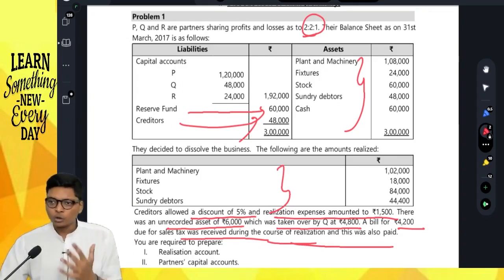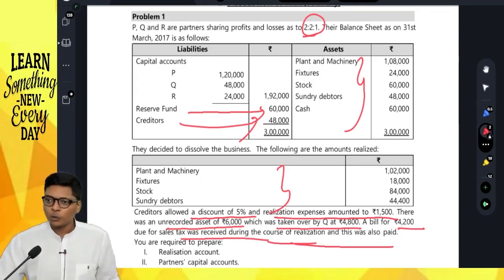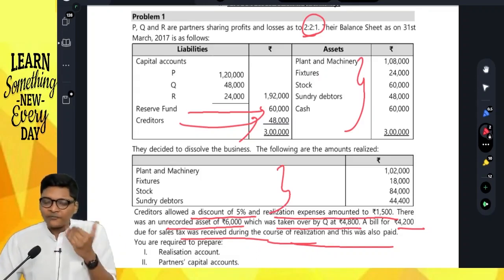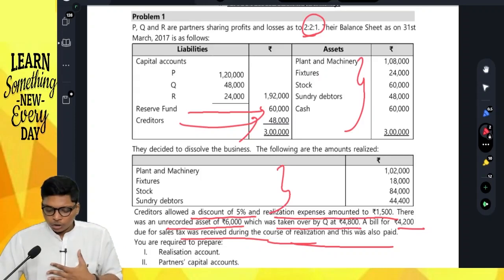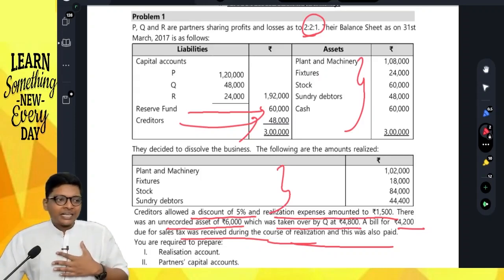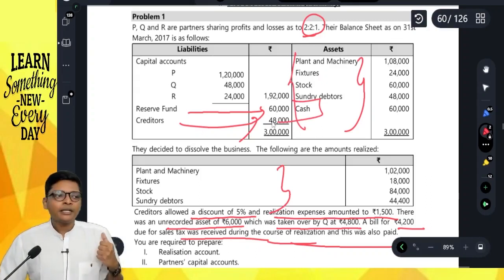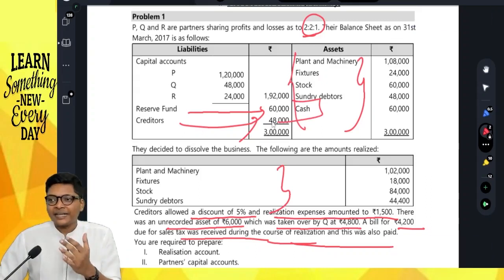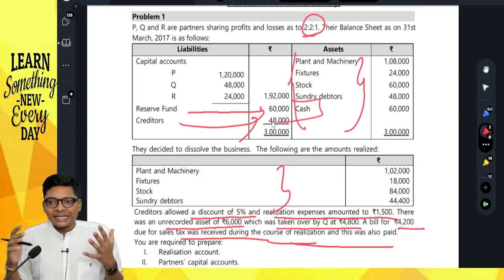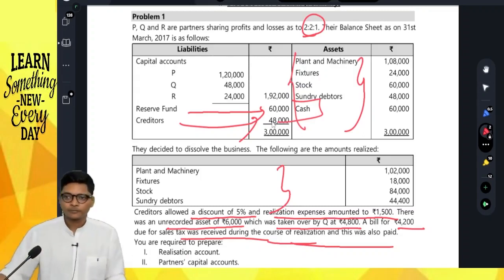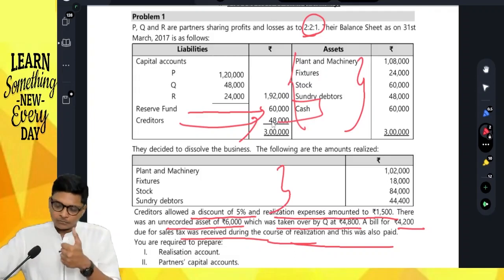If you wrote opening balance, good. Otherwise, make it a habit to write opening balance wherever available. But anyway, that's going to be our first step. Transfer of all assets and liabilities to realization account. Will I transfer all assets except cash? Remember, in amalgamation I told you, some sums you transfer cash, some you don't. In partnership, if you solve 100 sums, in 99 sums they don't transfer cash. Cash account is always a separate account.